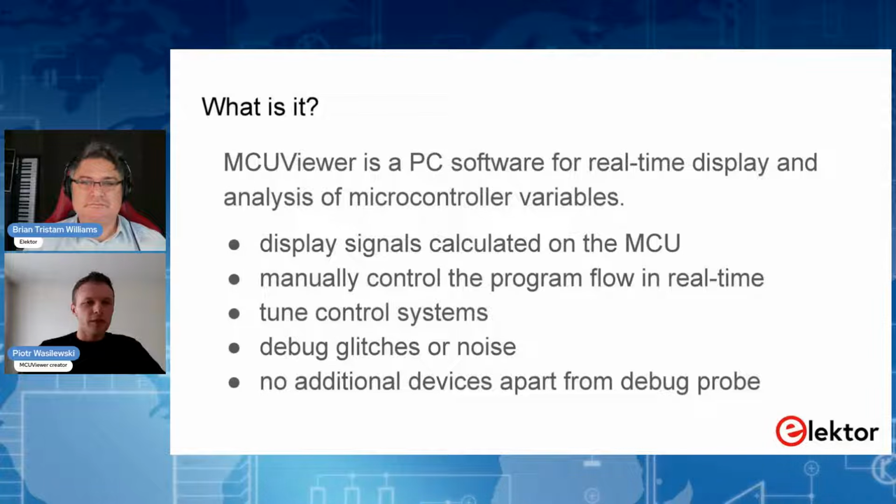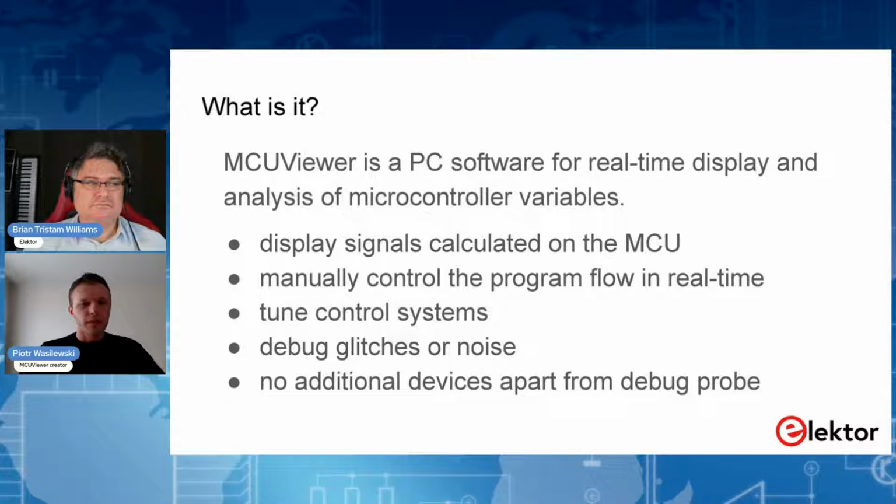But not only that, you can also manually control the program flow in real time. If you're tuning the control system or changing the behavior of a state machine, it is very quick to do with MCU Viewer because you don't have to prepare all the communication protocols. You can just change the values of variables in your code directly. You can easily debug glitches or noise in your system. For example, when you're measuring some signals with ADC, you can see if the channels aren't coupled in some way, which can happen sometimes.